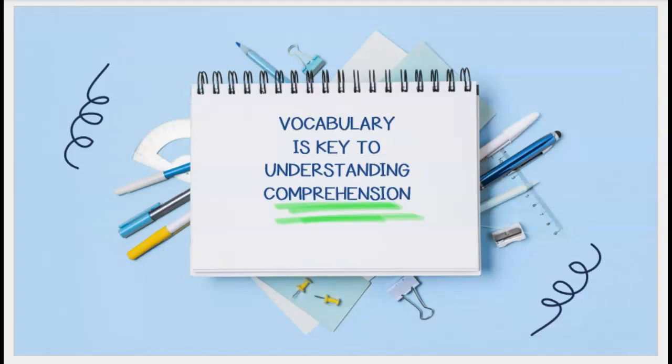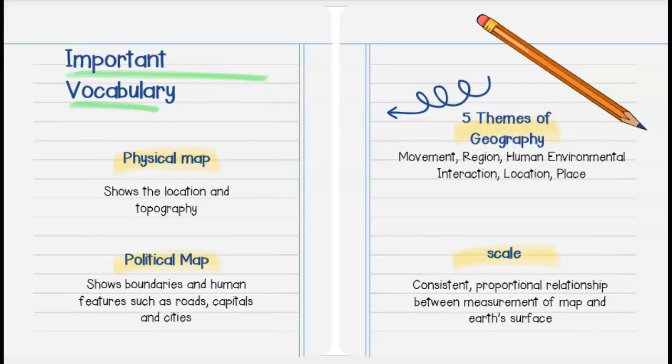And here we come to our vocabulary section. Vocabulary is key to understanding. So a physical map shows the location and topography, meaning the lay of the land. If there were mountains, if there were waterways, the elevation, that's what a physical map shows. And then a political map shows boundaries and human features such as roads, capitals, cities, that type of thing.